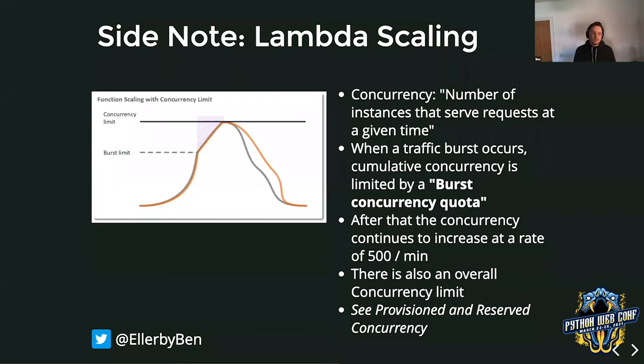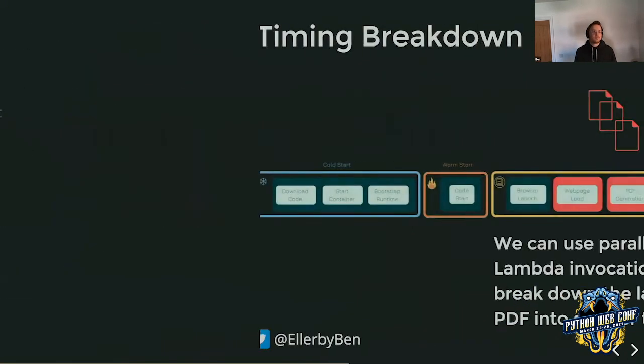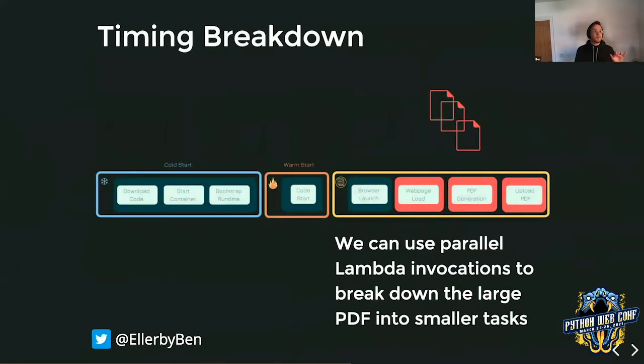But let's jump back to our PDF example. Now we have a bit of knowledge on how concurrency works with Lambda as a service. So I mentioned before, we've got that cold start and warm start. But then we're going to have to spin up the browser, load the web page, generate the PDF, and upload that PDF to S3. Now, those boxes in red are the boxes that are going to scale somewhat proportionally to the length of our document.